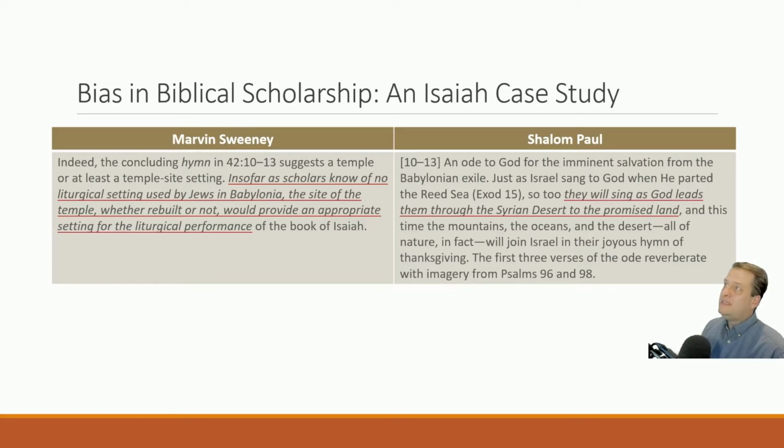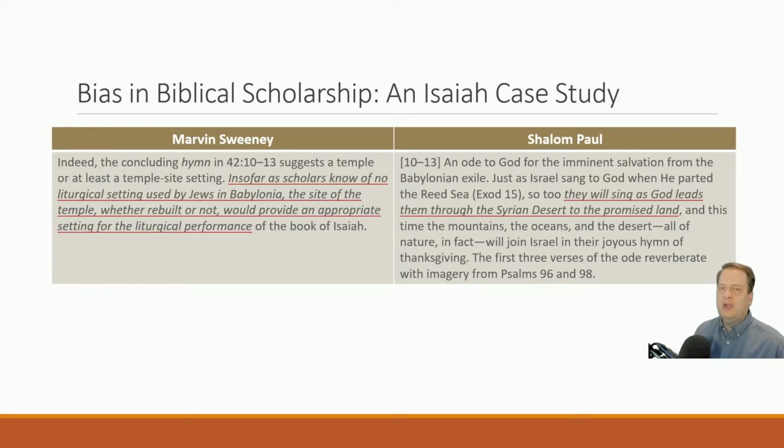Marvin Sweeney is talking about Isaiah 42, and he says, "Indeed, the concluding hymn in 42:10 through 13 suggests a temple, or at least a temple site setting. Insofar as scholars know of no liturgical setting used by Jews in Babylonia, the site of the temple, whether rebuilt or not, would provide an appropriate setting for the liturgical performance of the book of Isaiah."